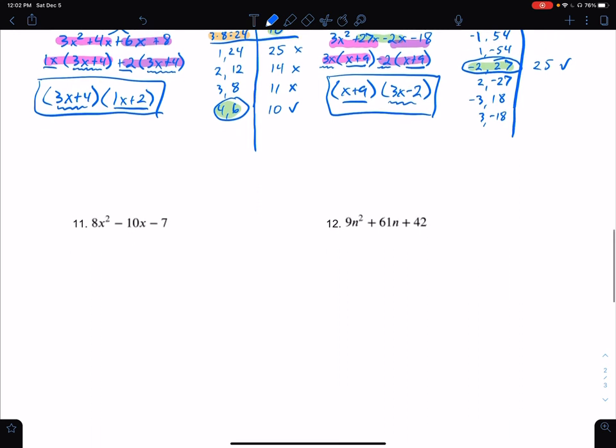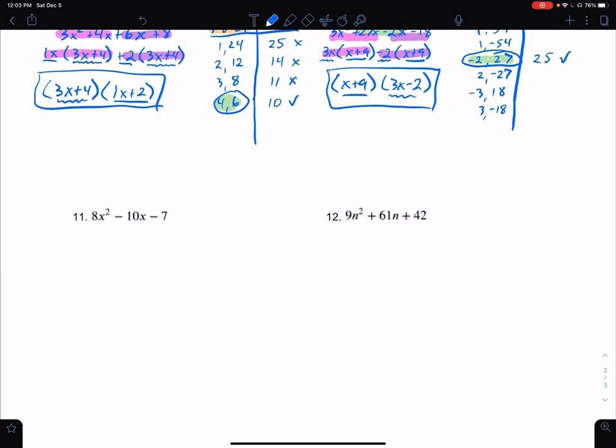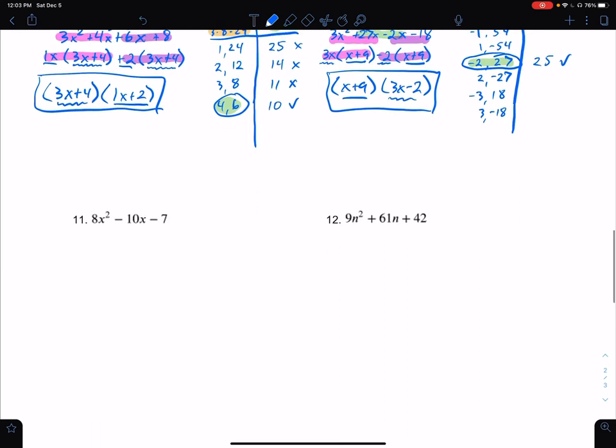I'll do one more of these. Let's take a look at number 11. So here in number 11, we have our A times C would be 8 times negative 7, which is going to be negative 56. And then we want a sum of negative 10. So 8, negative 7 is where we got this from. And then this negative 10 came from here.